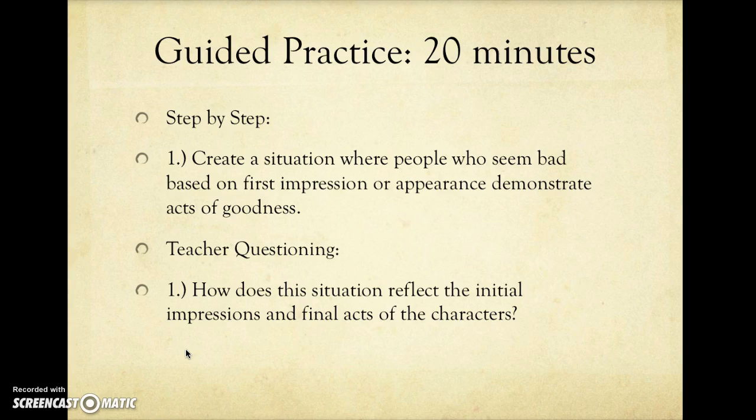We get this information, we process it. And I want the students to be able to create a situation where a person like that, a concept they've developed before really getting to know them, does something that surprises us. They act with kindness or goodness or self-sacrifice. And I want them to understand how this situation they've created reflects the initial impressions and the final acts of the characters in our story, The Outcasts of Poker Flat.